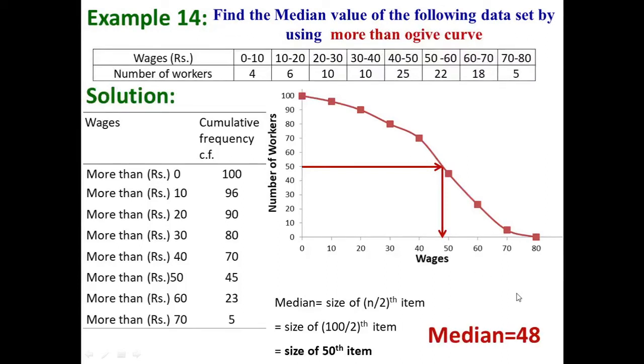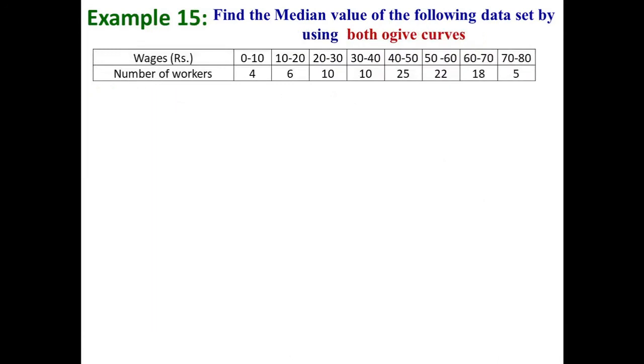Therefore we can say there is no difference whether we are using less than ogive curve or more than ogive curve. For the same data set, your median value will remain unchanged, and in this case it is 48. Can we get the same value by using both ogive curves together?